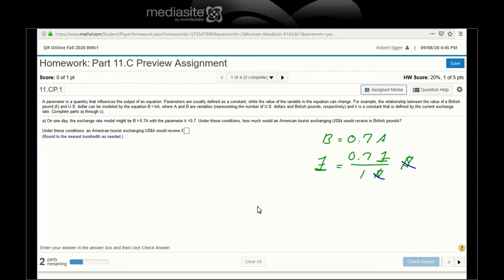So let's see, we have a tourist with $4 US and he wants to exchange it into pounds. So pounds is 0.7 for every dollar, times 4. So it looks like you get 2 pounds 80.